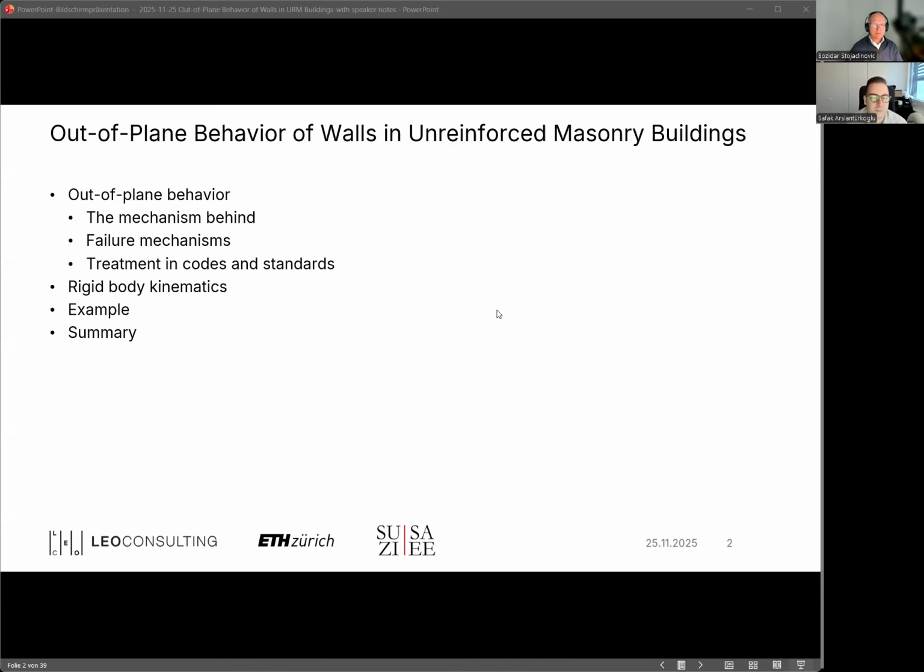It will be like 2-3 brief mentions of the methods, and then the focus is on the rigid body kinematics. I will try to explain what that is, how to use it for the assessment of buildings, and, in an attempt to make the presentation a bit more practice friendly, I will show you a case study example, and then we will go through the individual steps of calculation. So maybe you can, if you want, also try it on your own, and then wrap up the whole thing with a short summary and conclusions.